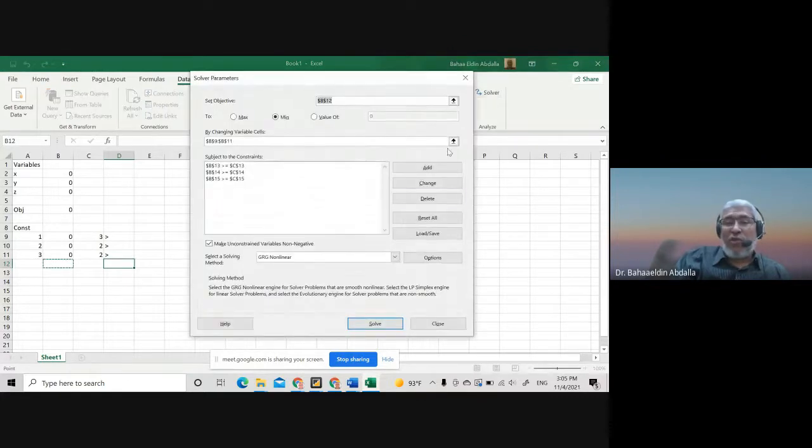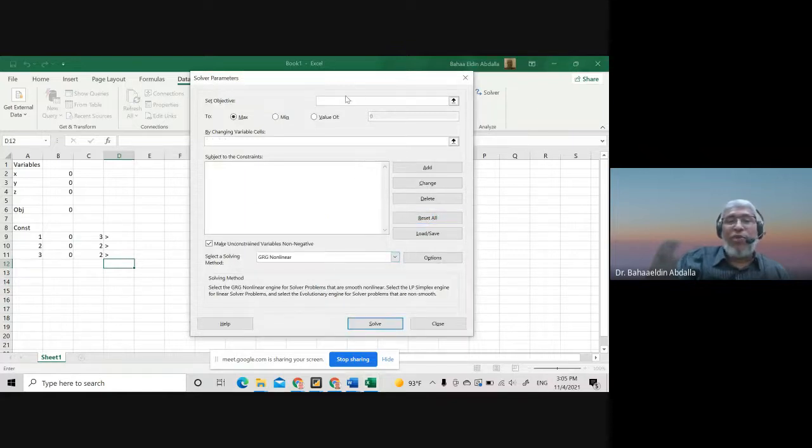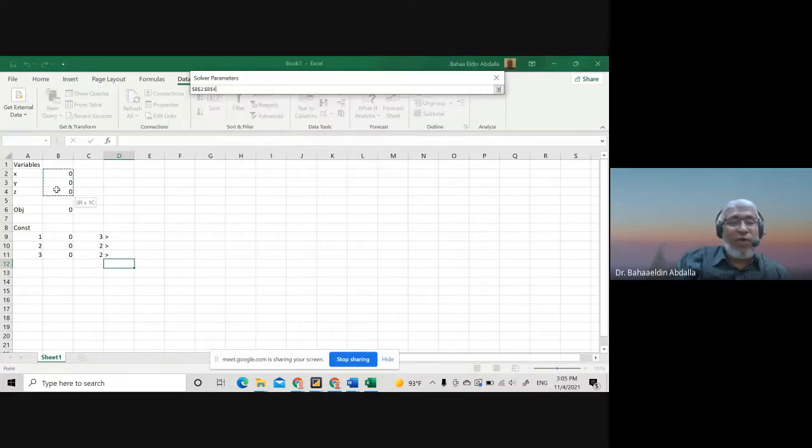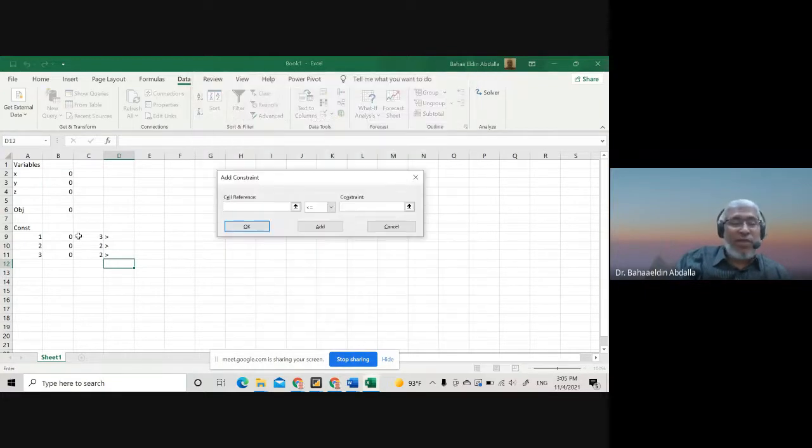So solver, reset all anything before, and here you put the objective function. This is the objective function, and now you tell it that it's a minimization problem, and here you put the variables. Now you add the constraints. You press add. This is the first constraint. You need to tell it that it's greater than, not less than. So it's greater than or equal to this one, add.